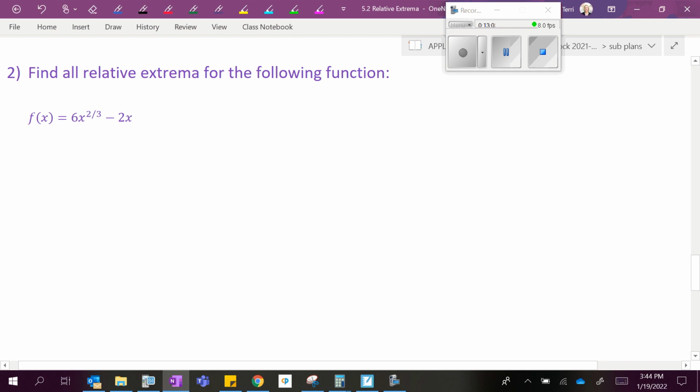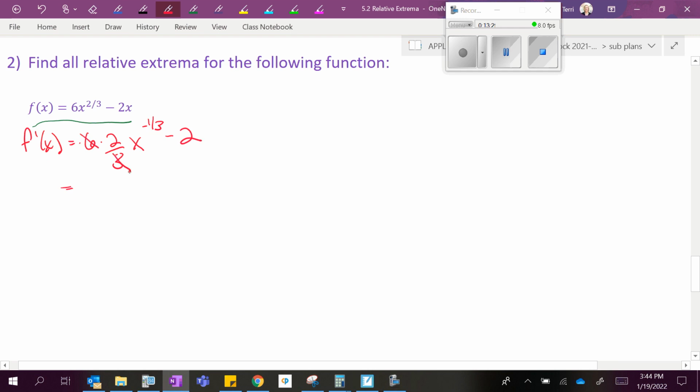So here we have another equation. We're finding the extrema for this equation. So again, first thing we need is our critical points. So we take our derivative, 6 times 2/3 x to the -1/3 minus 2. When I clean this up, 6 and 3 simplify. So I get 4 over x to the 1/3 minus 2.